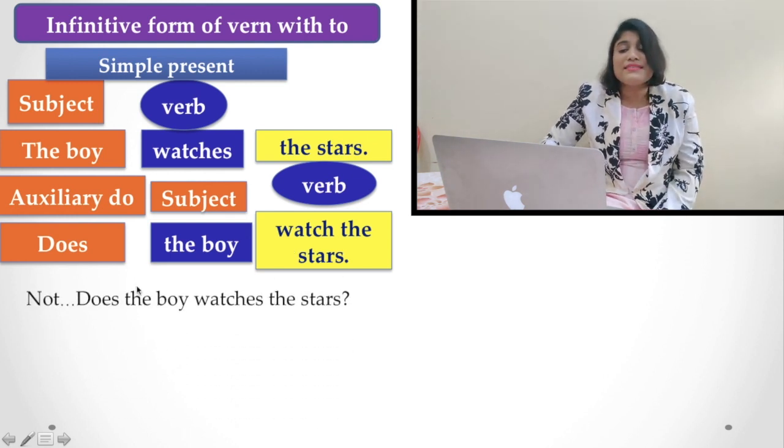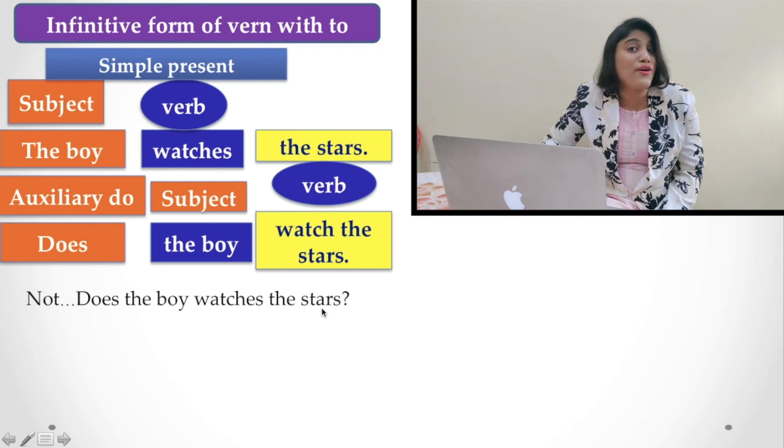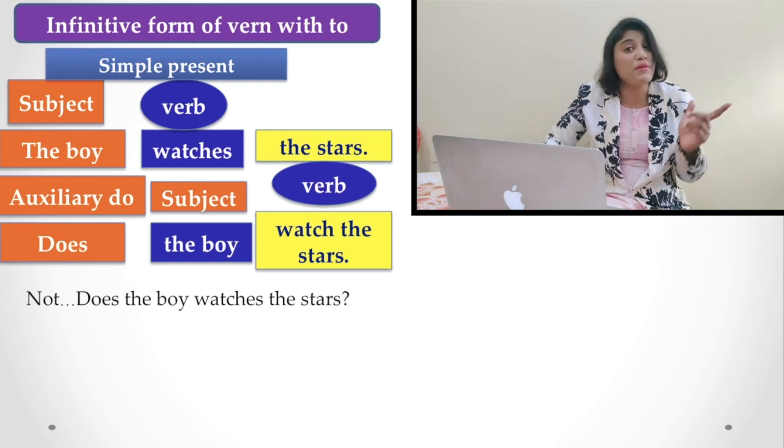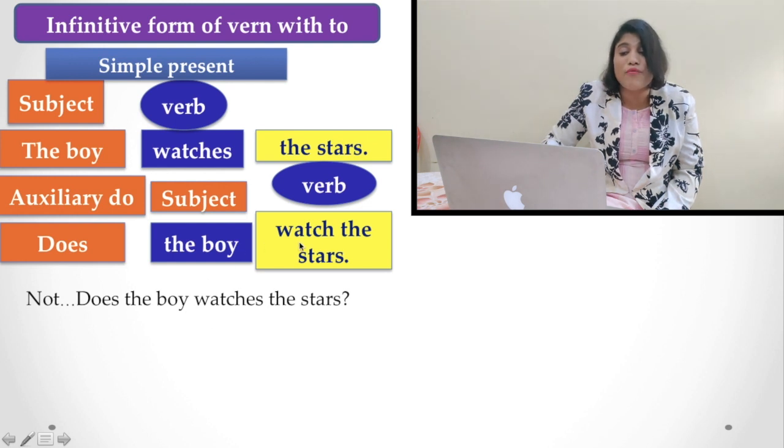And here, does the boy watches the star? This is not a correct use. You have to keep in mind, when you use does, you have to use watch instead of watches.